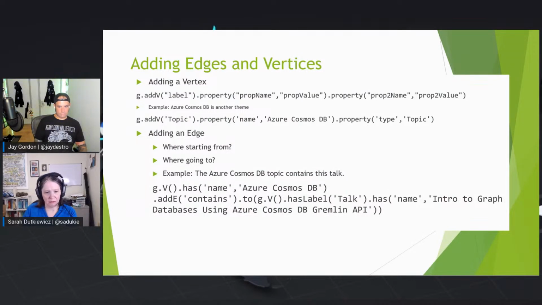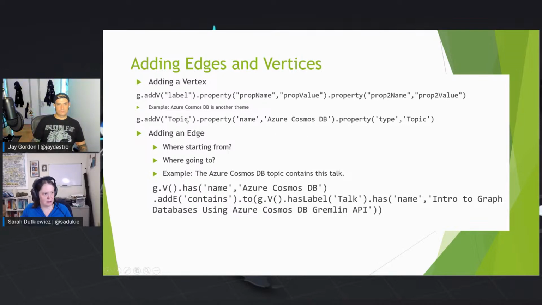When you're playing around with this data, you may want to add your own to see how this works. So you can do that. When you add a vertex, it's g.addV. Give it the label name that you want to use. And then any properties that you want to add to your vertex are chained with property, the property name and the property value.